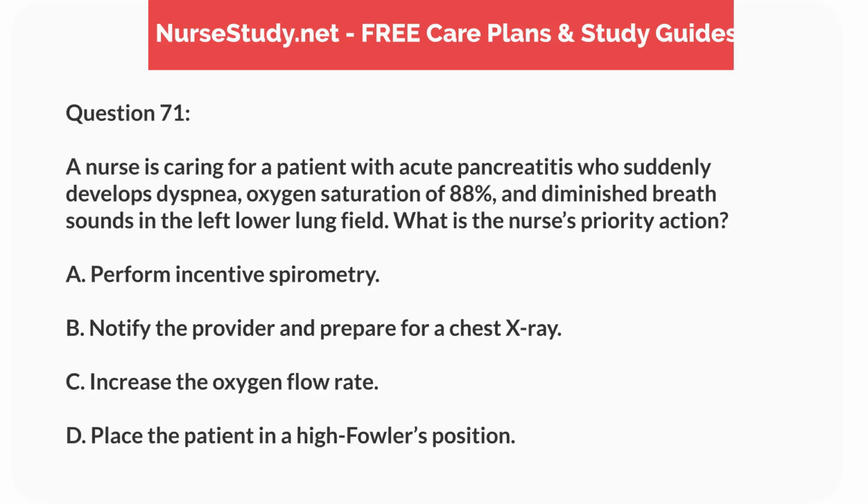Question 71. A nurse is caring for a patient with acute pancreatitis who suddenly develops dyspnea, oxygen saturation of 88%, and diminished breath sounds in the left lower lung field. What is the nurse's priority action? A. Perform incentive spirometry. B. Notify the provider and prepare for a chest X-ray. C. Increase the oxygen flow rate. D. Place the patient in a high Fowler's position.